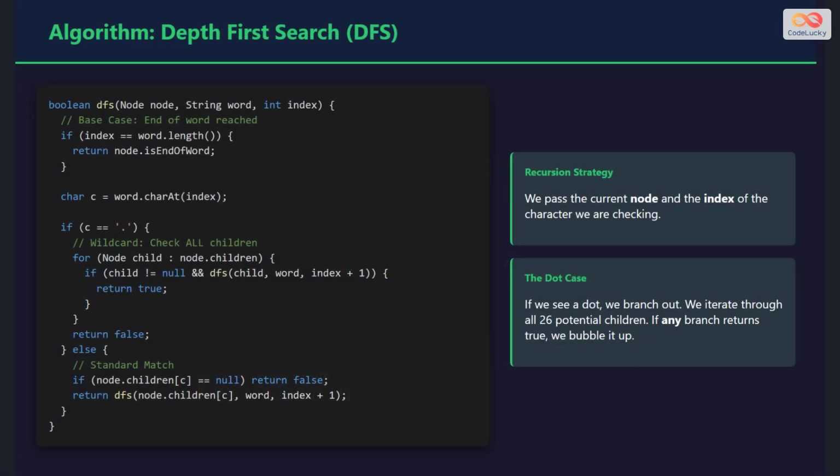To handle this one-to-many branching, we use depth-first search or recursion. Our helper function takes the current node and the current index in the word. If the current character is a specific letter, we proceed as normal. But if it is a dot, we loop through all 26 potential children. For every non-null child, we recursively call the function for the next index. If any of these recursive calls return true, we propagate that true result back up.